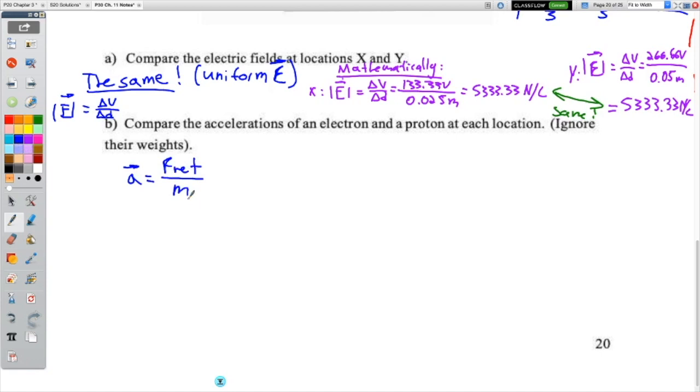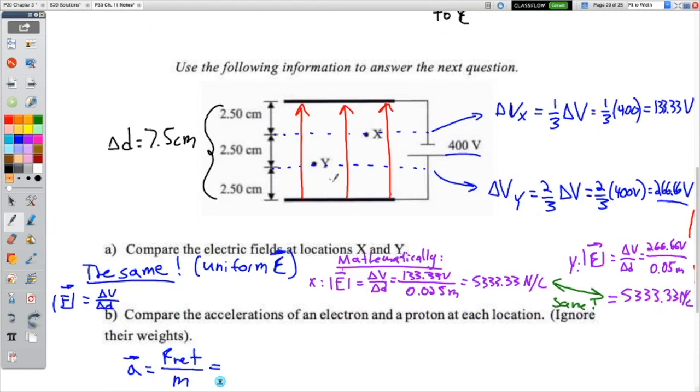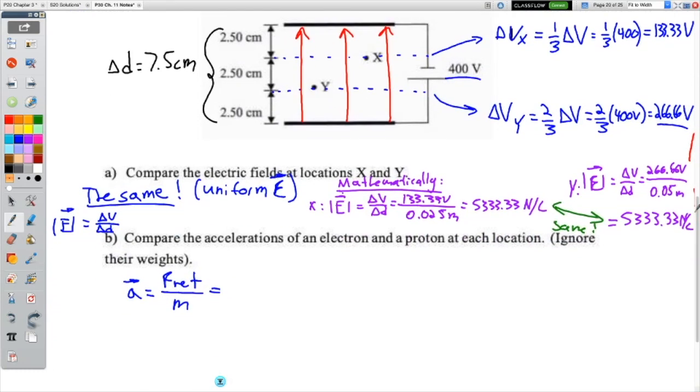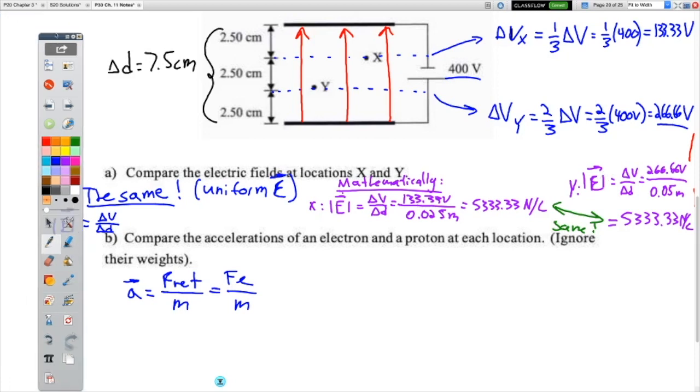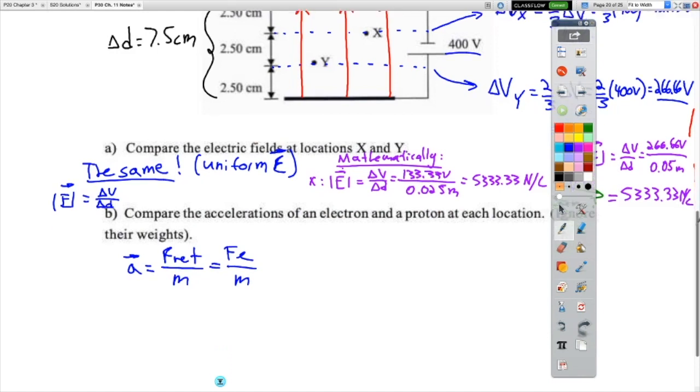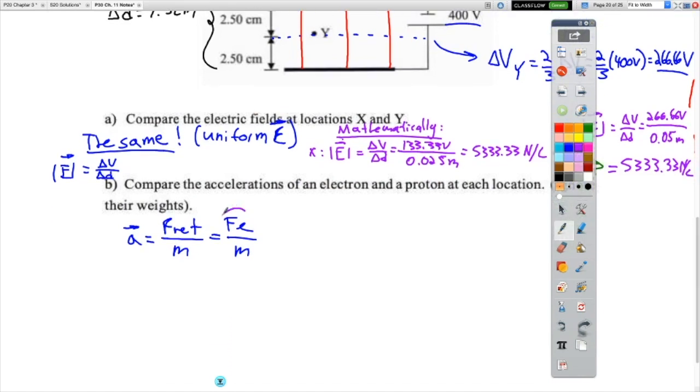Okay, so if we ignore their weights, what forces are acting on them? If I put a proton and an electron into this electric field here, what forces are acting on it if there's no weight? Well, it's just the electrostatic force, right? So it's just the electrostatic force divided by its mass. Fe is F net in this case. Okay, great, but what's Fe? Can we figure that out? Well, what do we kind of know here? We know the electric field, right? We just found it. We know the charge of a proton and the charge of an electron, which is usually the relevant information when talking about fields. So let's just think, how are we going to get Fe?